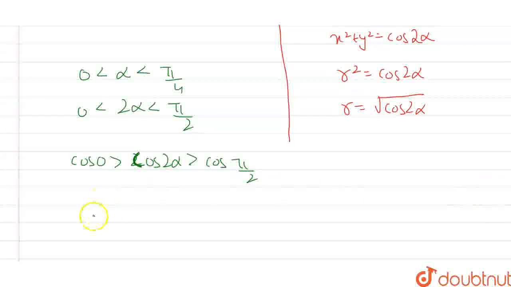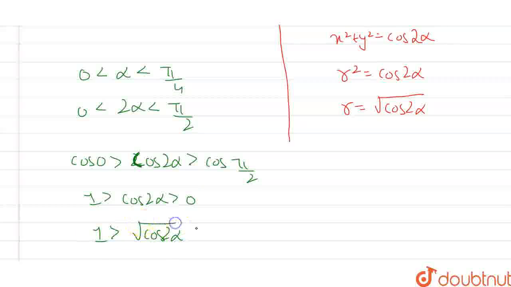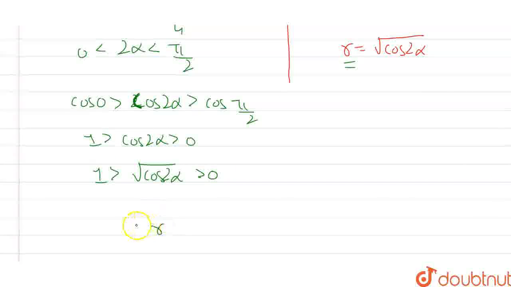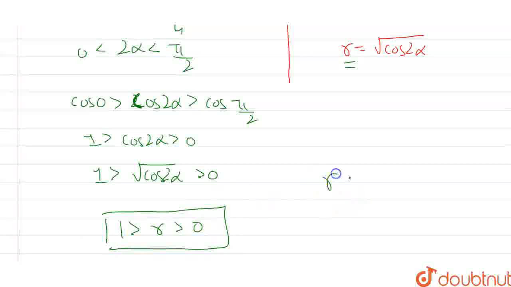Now we know the values: what is the value of cos 0? Cos 0 is 1, which is greater than cos 2 alpha, and that is greater than cos of pi by 2, which is 0. If these are the values for cos 2 alpha, then under root cos 2 alpha will range from 1 down to 0. This is my radius, so I can replace it with r. It means that r lies in this range, so r belongs to the interval 0 to 1.